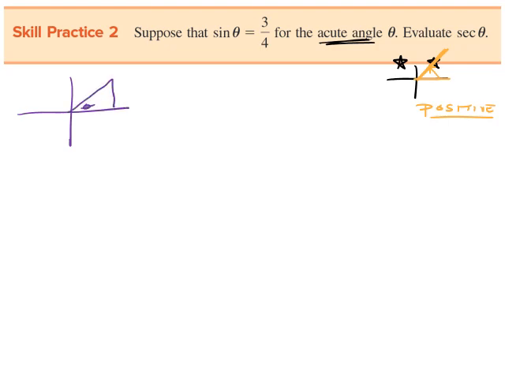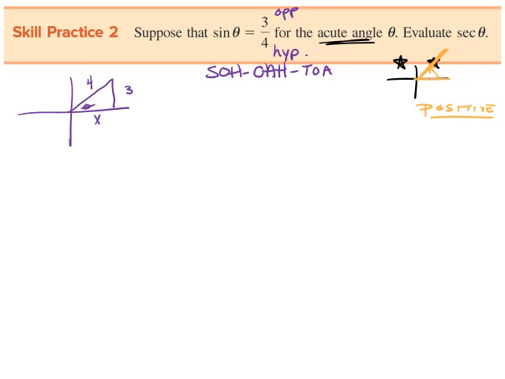Here is theta. If this is theta, I know that if I have a right triangle, I can think of SOHCAHTOA. And if I'm given sine, then this is the opposite, and this is the hypotenuse. So here, the opposite is 3, and the hypotenuse is 4.